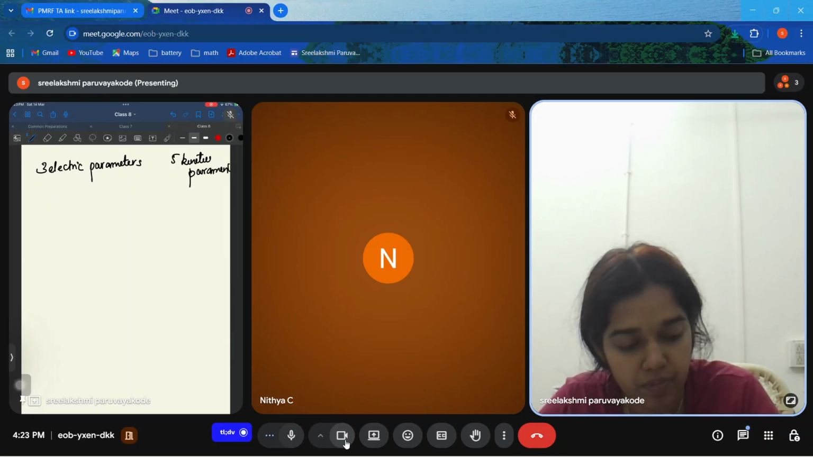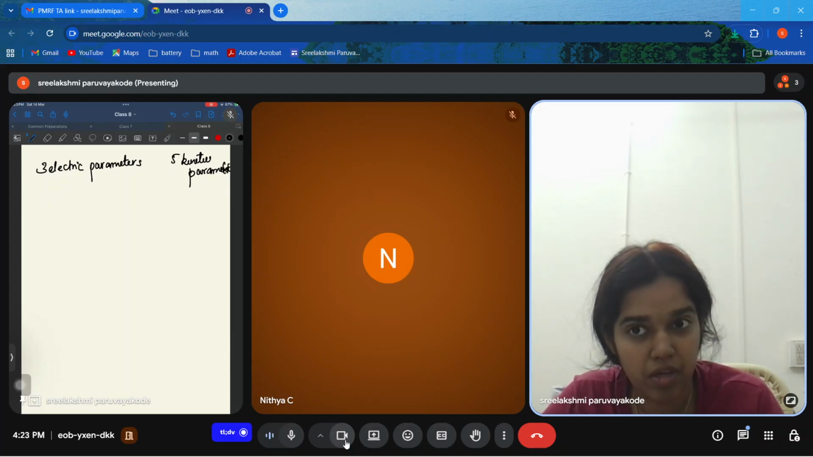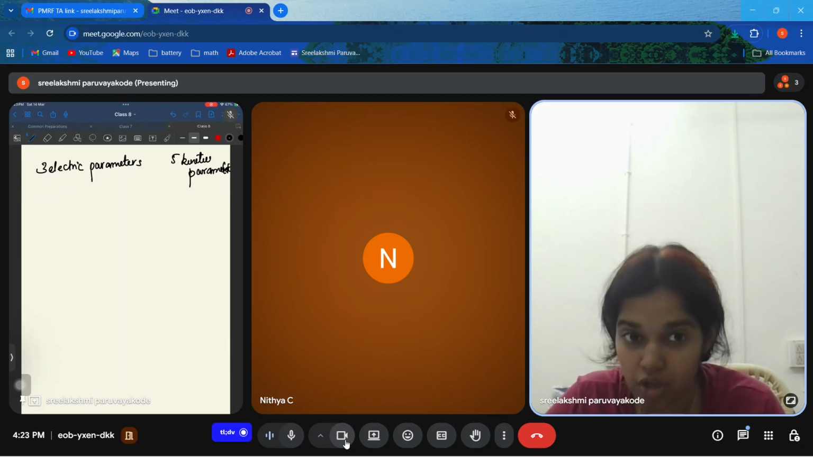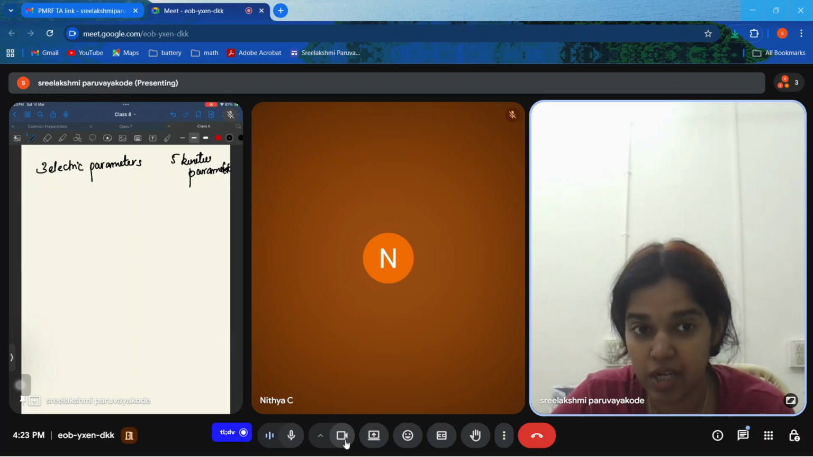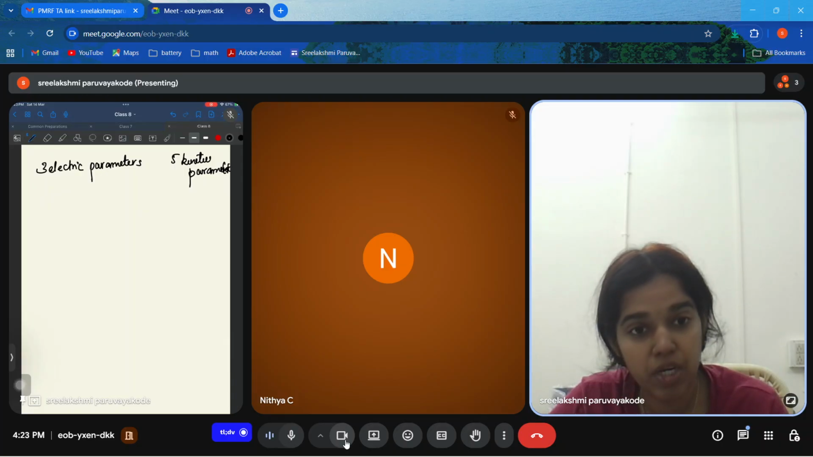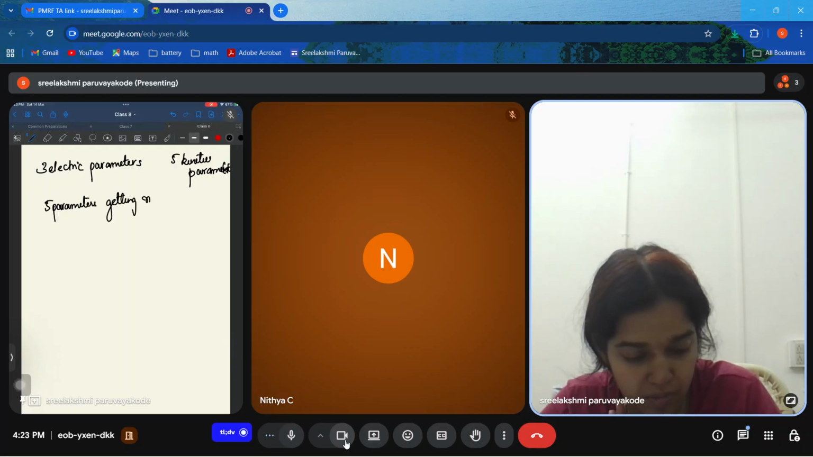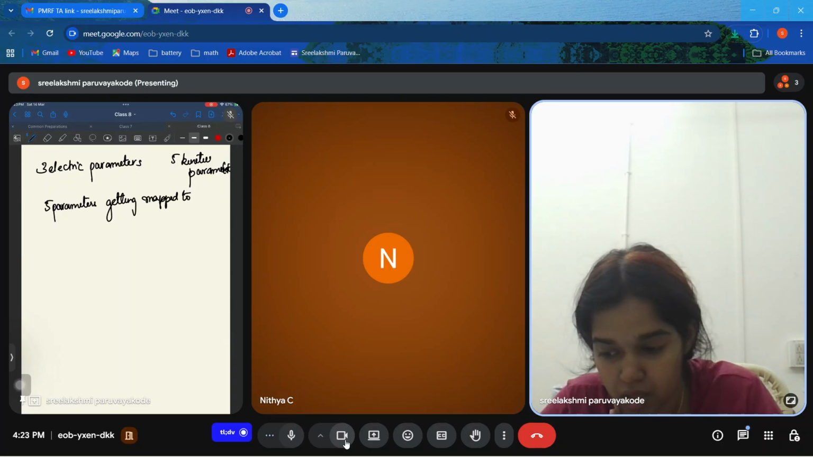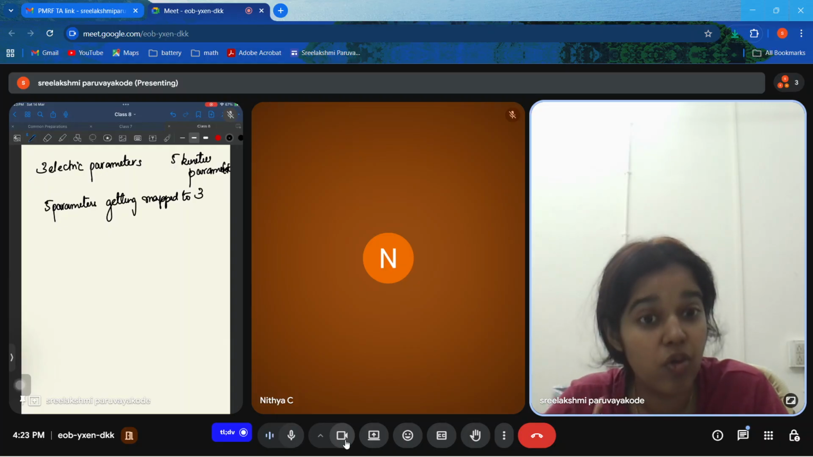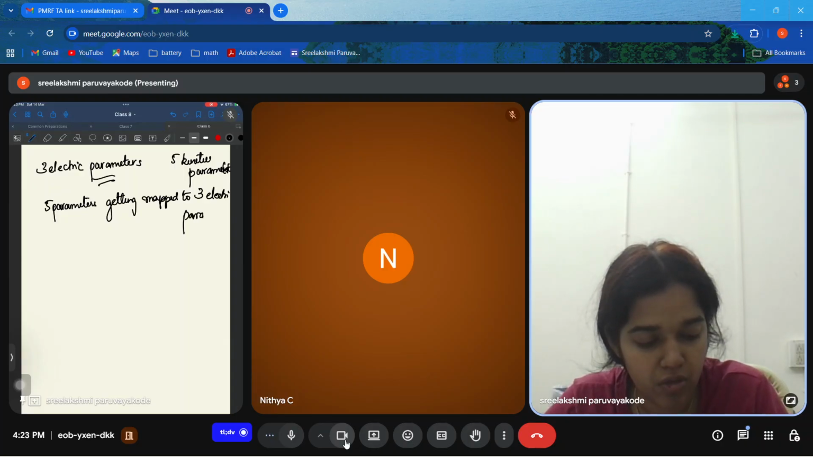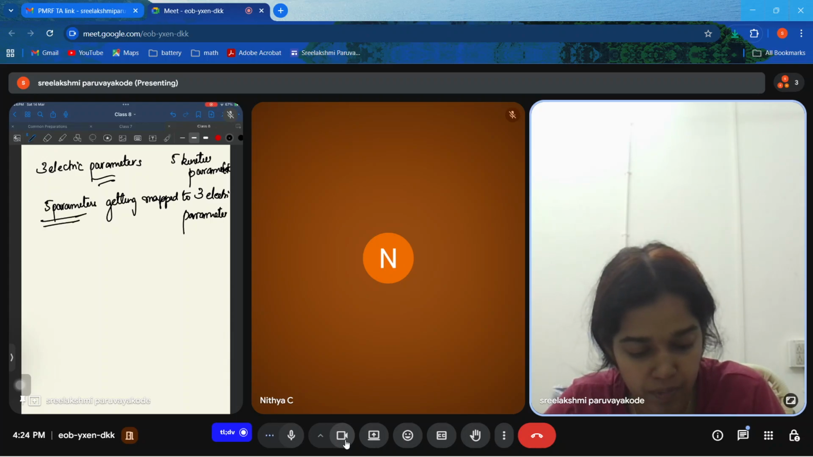So I'm having five parameters. That means these five parameters are not known. I'm going to model it, fit it, and find out these five parameters, right? So five parameters are getting mapped to three electric parameters, which we already know, right? This I can add to parameters. We can find out using the ZView software or something. So 5 to 3, these are unknown.